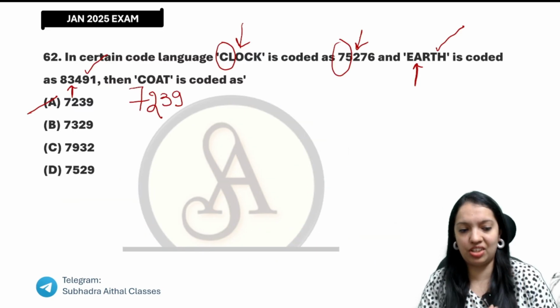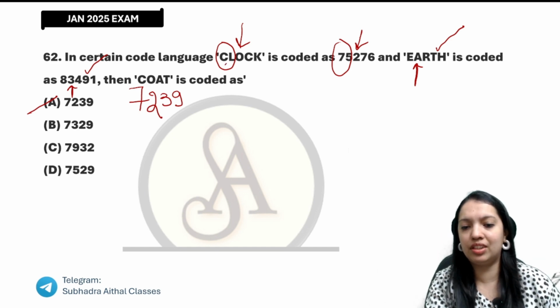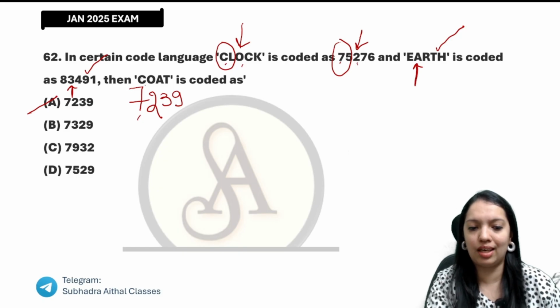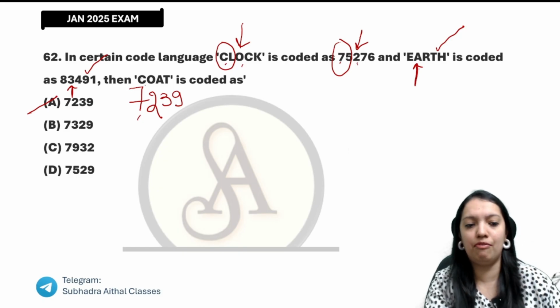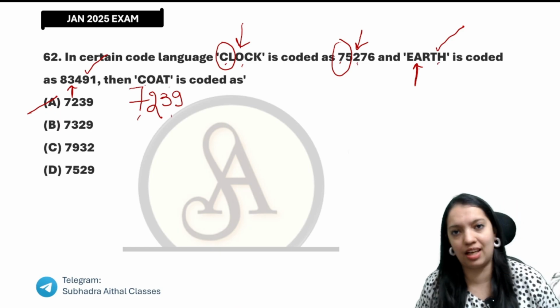Next, logical reasoning question. In a certain language, you just have to match the following. Wherever there is C, it is 7. So C is 7. Where there is O, it is 2. Earthly, there is A, value is 3. And T is there in earth, value is 9. So option A is correct.